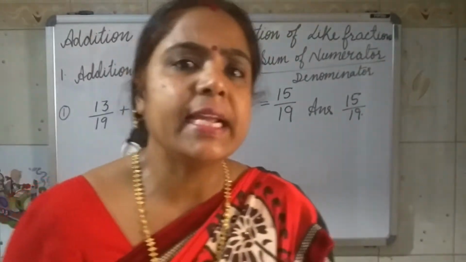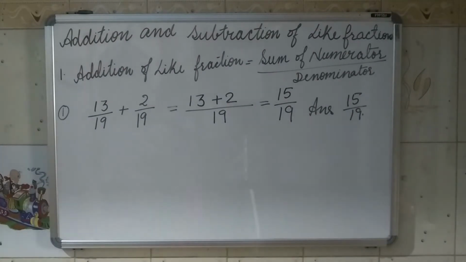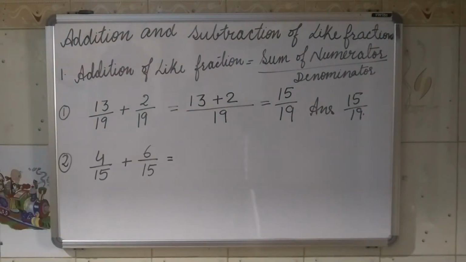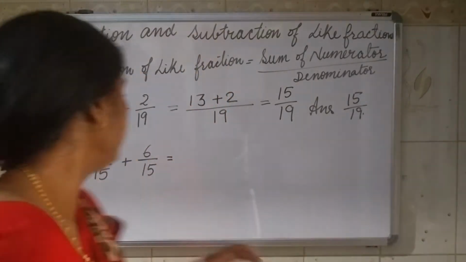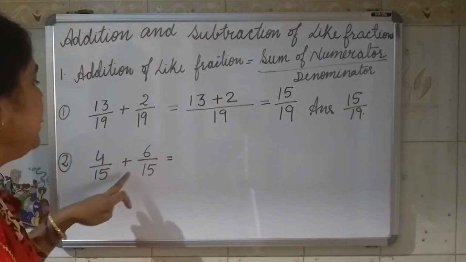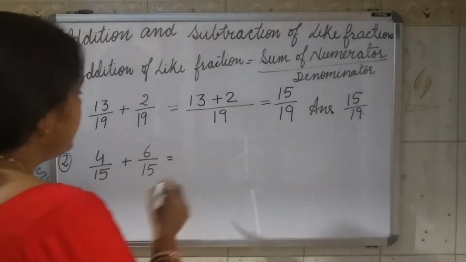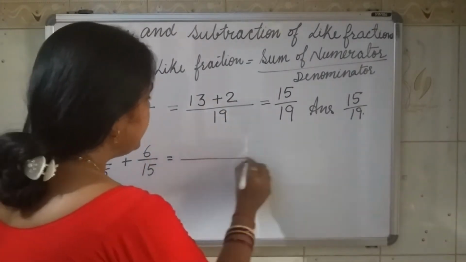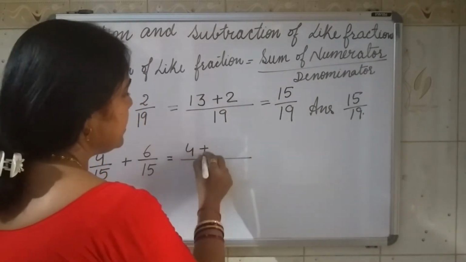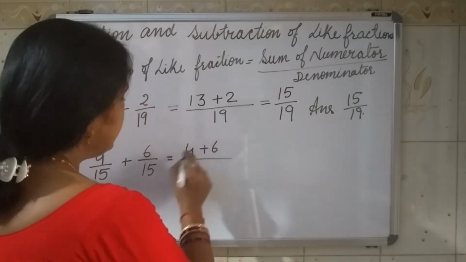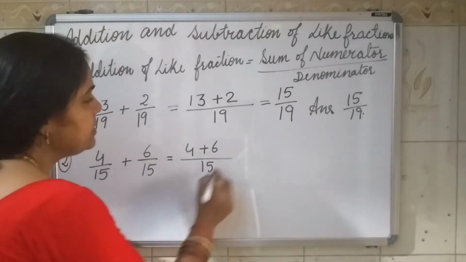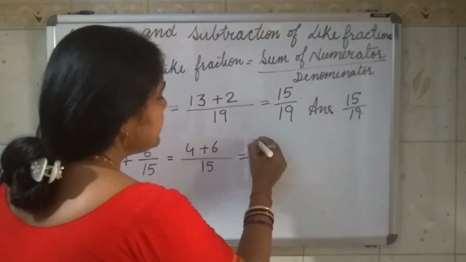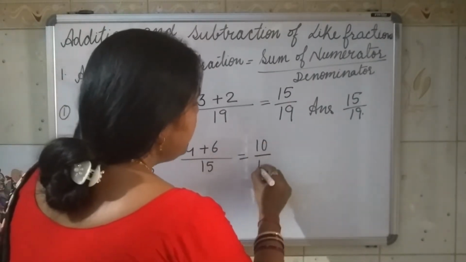Now we are moving to the second question, and the second question is 4 upon 15 plus 6 upon 15. Same process: the sum of numerators, it means 4 plus 6, and then it is upon the denominator. The denominator is 15 in both cases, so 4 plus 6 is 10, 10 upon 15.